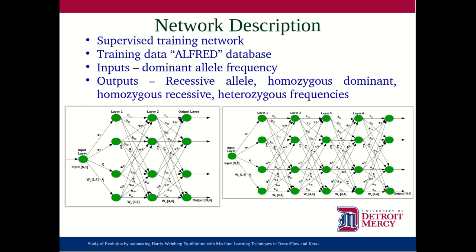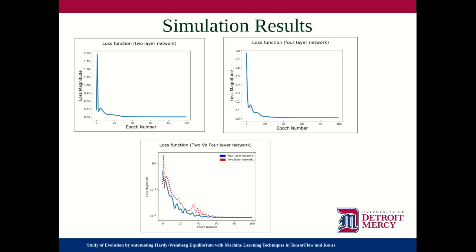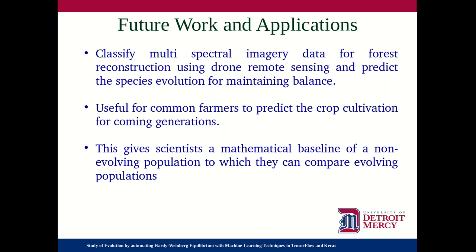TensorFlow's high-level API, tf.keras, is used to build and train the deep learning model. The two networks have been tested with different inputs and compared. The weights calculated at the end of all iterations for both the networks are recorded in the table as shown in the video. The mean square error loss function with respect to the number of iterations for both the networks is shown now. The two network losses are compared in order to see the efficiency of the network. It is found that the two-layer network shows more oscillatory behavior during the optimization process, whereas oscillatory behavior is less for the four-layer network.